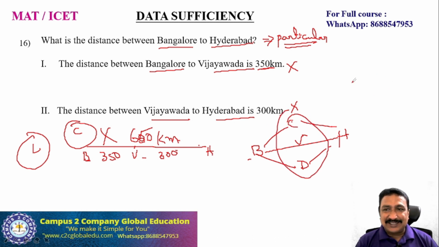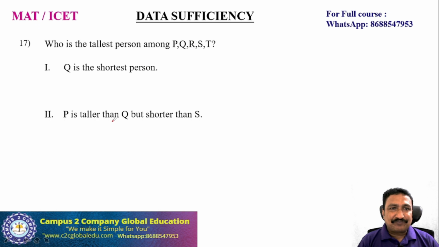So that's why the answer is D. You cannot find the exact distance from Bangalore to Hyderabad because they did not mention very clearly in the question. So here the answer is D. Most of the people will keep answer as C, which is a wrong answer. They will combine together. Right friends? We'll go to the next question.